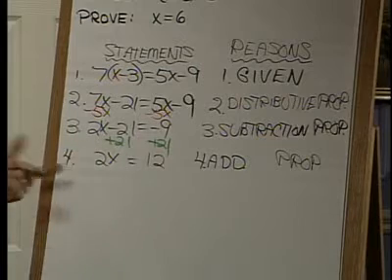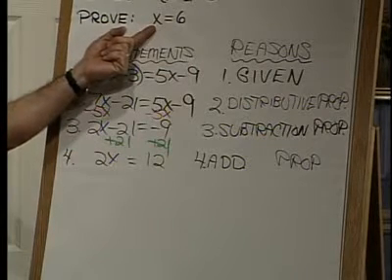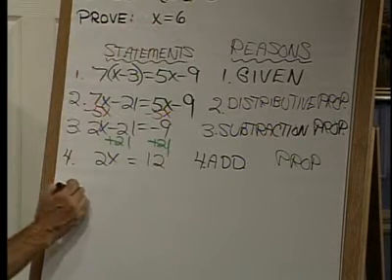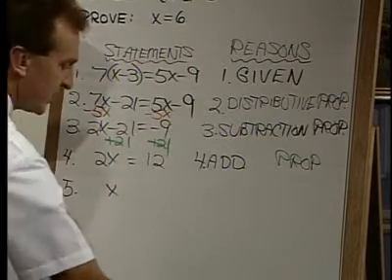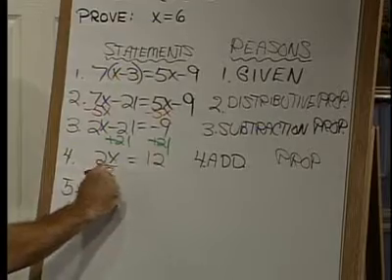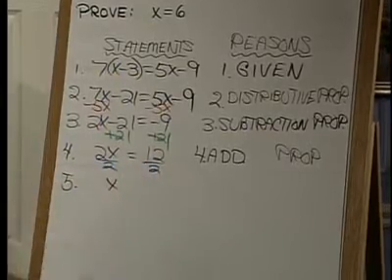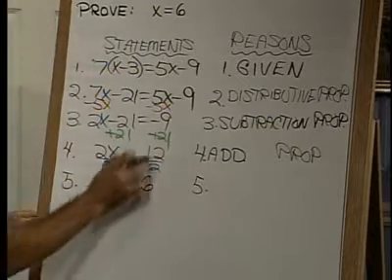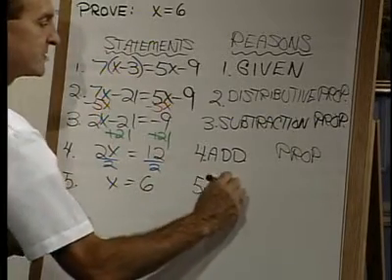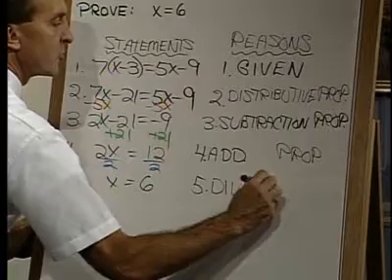And last of all, we don't want 2x. We've got to, remember, have our answer as just 1x. So we would divide both sides by 2 to get just 1x. So x finally equals 6. And what we did here was to divide both sides. So that is the division property.